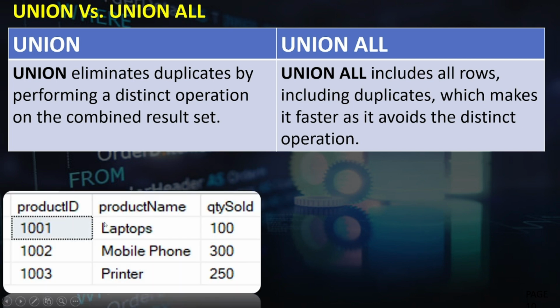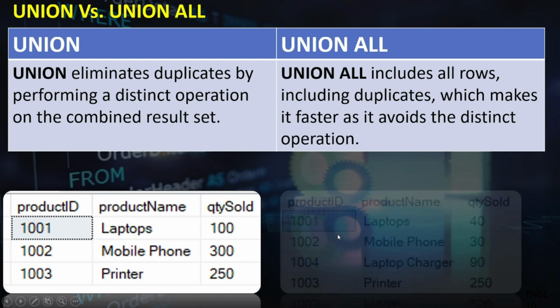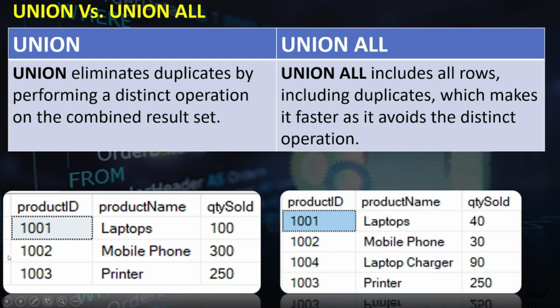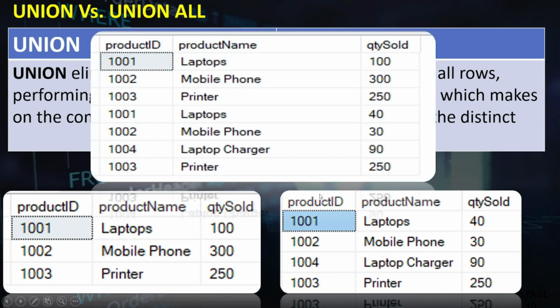So for example, you have a product name and quantity sold. You see that one thing is repeated here. In the second table, 1003 printer, 250 is repeated. So if I'm finding the union all of this, you see that printer is coming 2 times. Even if they have exactly the same data, they are not discarded. The duplicate is not eliminated. But if I had used union here, this would have been eliminated.